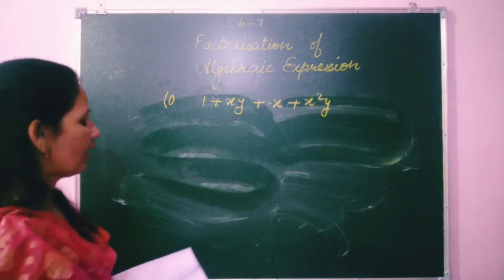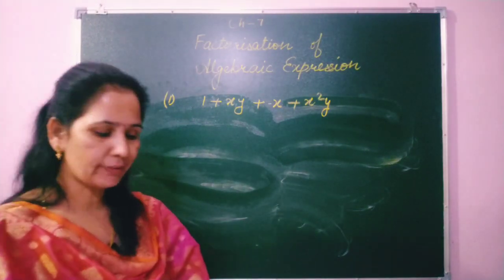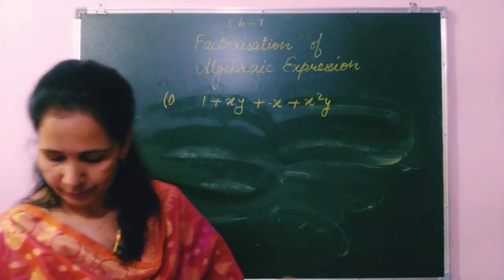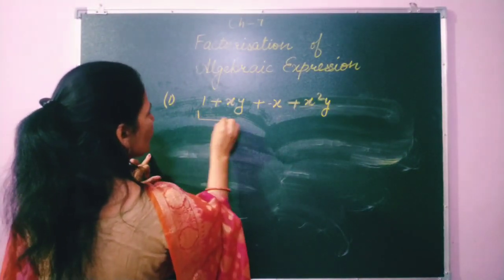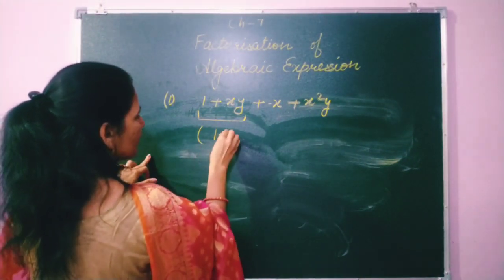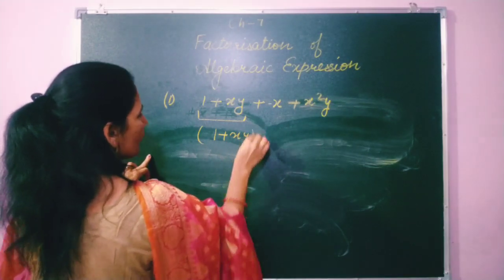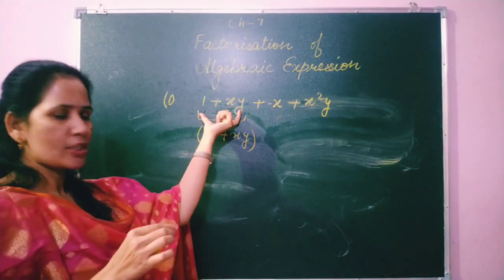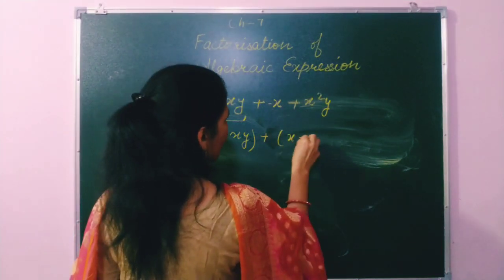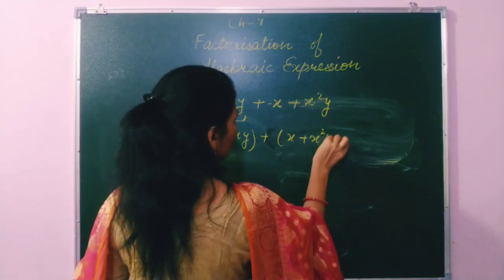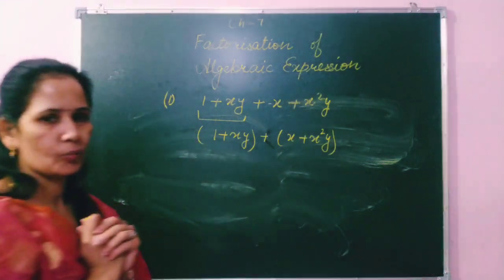So students, here we have to make the groups so that we can easily find the same common number. How? First I am going to make a group of 1 plus xy. Okay, that is the first group. And the second group is x plus x square y.